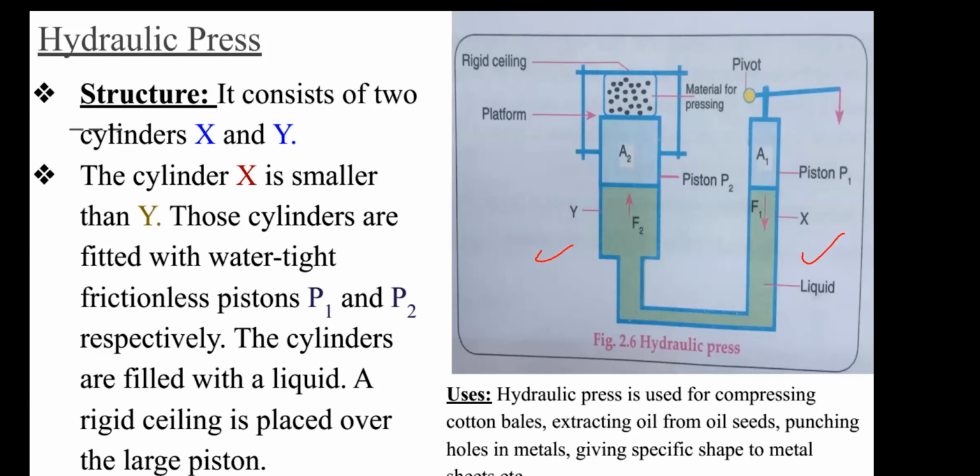So this device called a hydraulic press consists of two cylinders X and Y, in which X is smaller than Y. And further you can see both the cylinders are fitted with pistons, and those pistons are watertight. Watertight means that from this device the water cannot escape out.